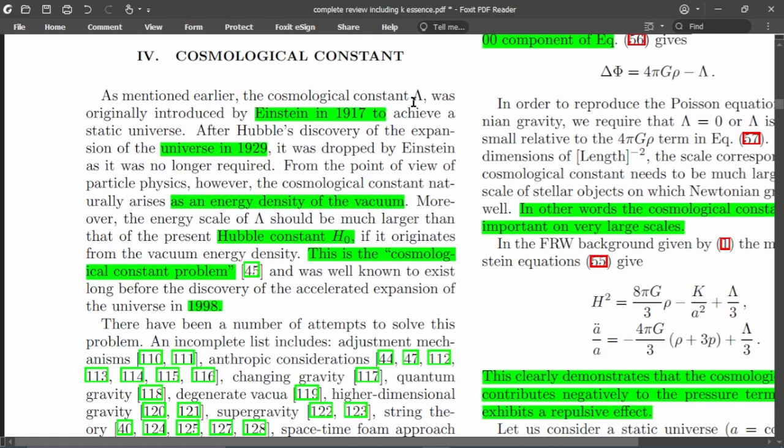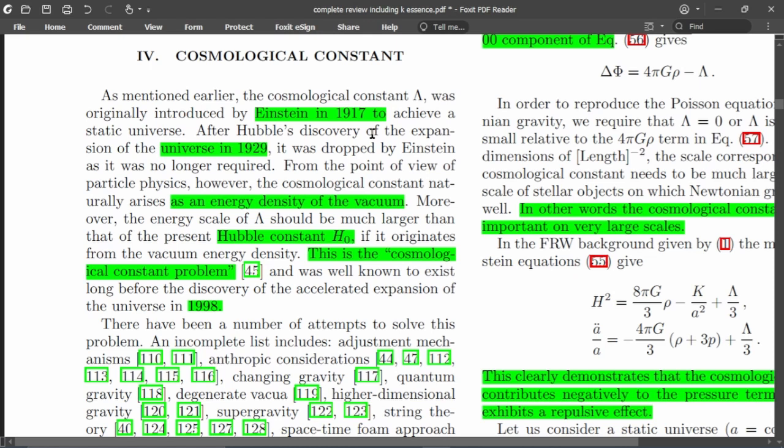Therefore, in order to have a static universe, we will have a collapsing nature. So the sun that you are seeing far apart will eventually collide with Earth. That will happen. In order to prevent that, Einstein introduced the cosmological constant. Now, in 1920, Hubble discovered that the galaxies are expanding.